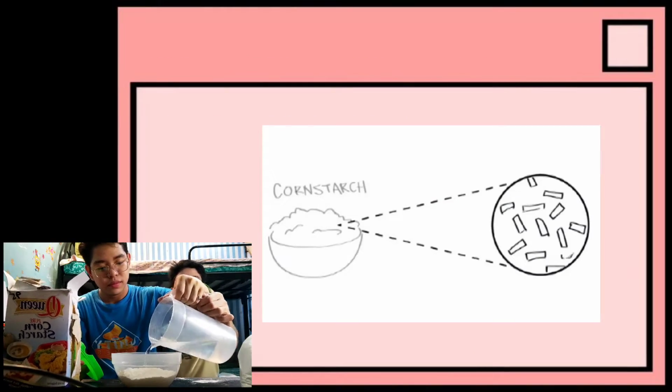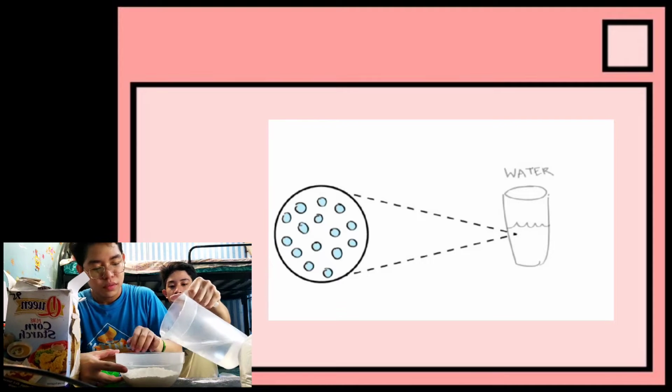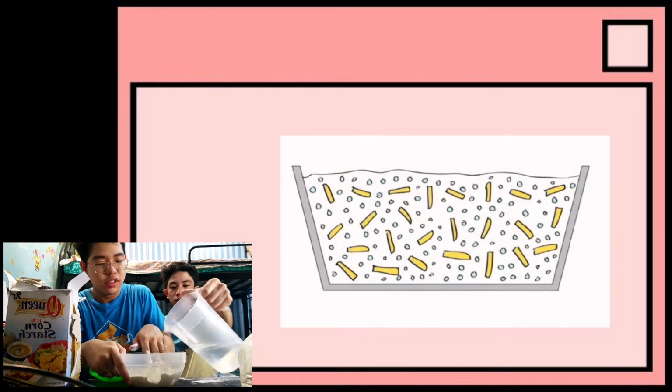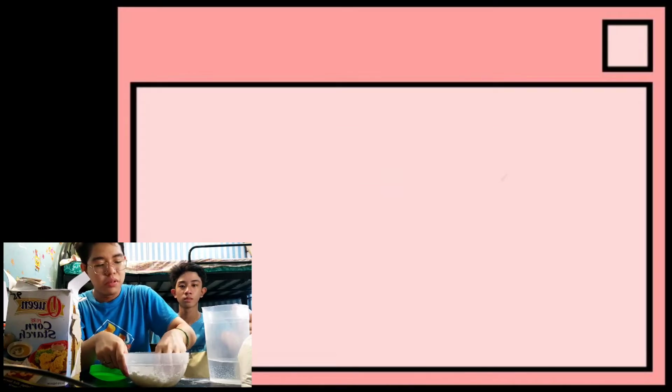Cornstarch has large blocky molecules, and water, on the other hand, has smaller, circular molecules than the cornstarch. That is why if we combine those, we will get a suspension. Each molecule of the cornstarch is surrounded by the molecules of the water.